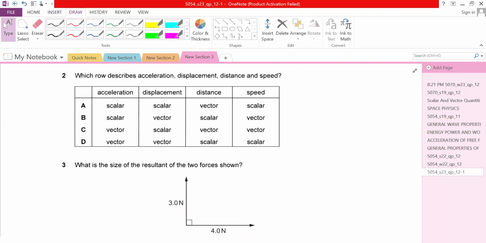Question number 2. Which row describes acceleration, displacement, distance, and speed? Let's start from the first column. Acceleration, it is a vector. So cancel out the option with scalar. Then displacement. Displacement is also a vector. So option D is correct for question number 2.